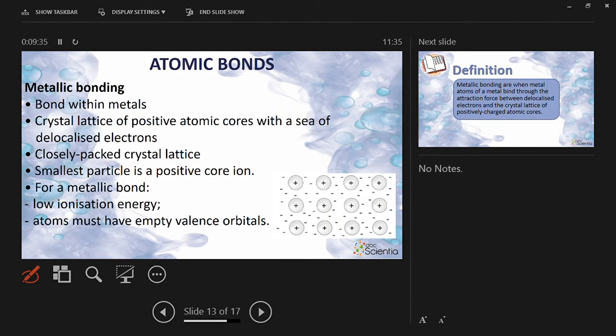Okay, then the next type of bond that we're going to look at is metallic bonds. Okay. Waar vind ons hulle? Tussen metale, tussen verskillende metale en hulle gaan in 'n kristalstruktuur daar bymekaar sit, so in 'n crystal lattice of positive atomic cores, and then in between that we have a sea of delocalized electrons.